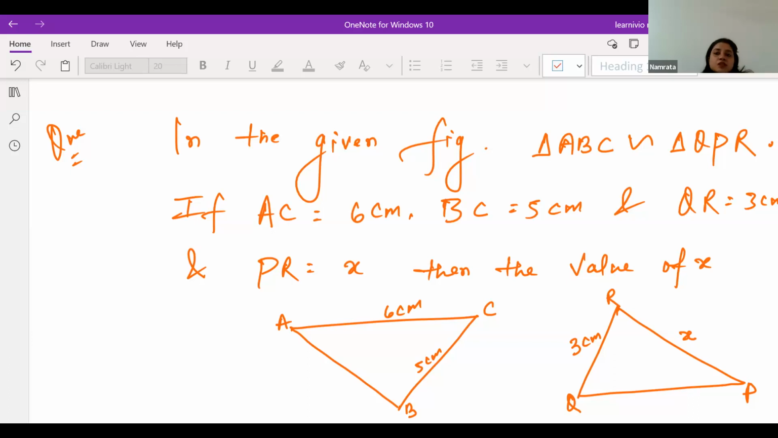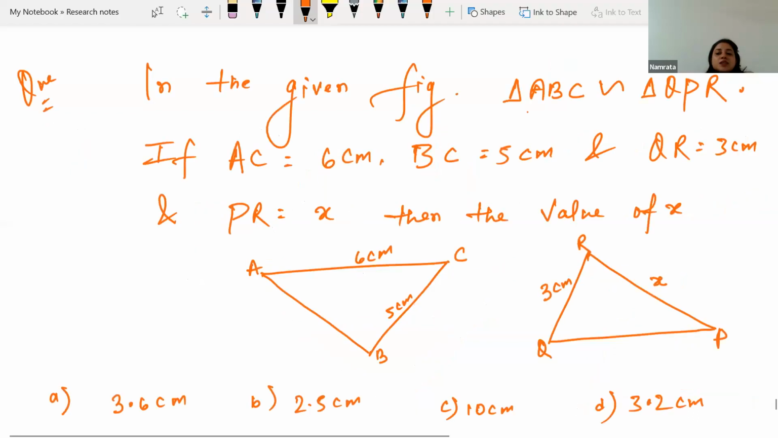Okay, let's focus on the question. Here it says that triangle ABC and triangle QPR are similar triangles. Can we write the sides will be in proportion with each other? Can we? The sides of the triangle will be in proportion with each other since these two triangles are similar with each other. Now, how will you write the sides in proportion?